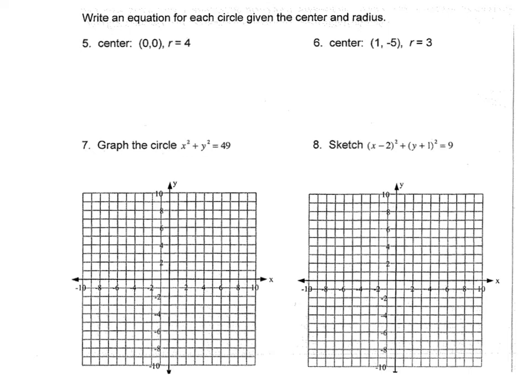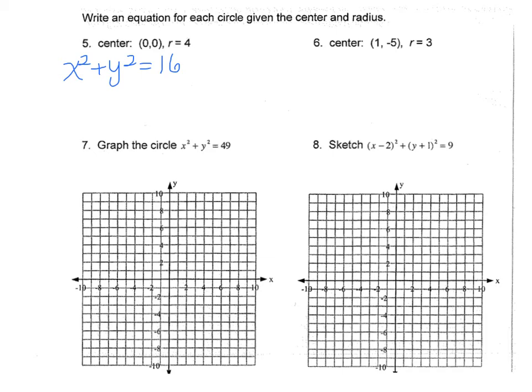The directions say write an equation of each circle given the center and the radius. Okay, with number 5, the center is 0, 0. And if you remember, when the center is 0, 0, there's no number attached to the x squared, y squared. So we have x squared plus y squared equals. The radius is 4, but in the equation, you take the radius and you square it, so it equals now 16.